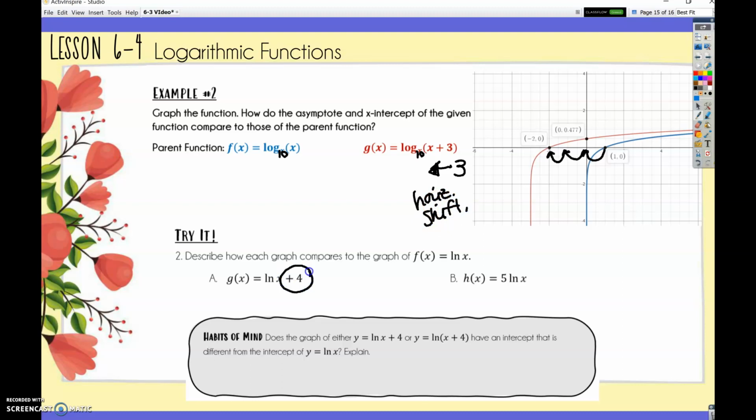Don't be surprised on try it 2 if you graph the natural log of x: this one's going to move the graph up 4 compared to the parent function f of x, and this one's going to stretch the graph times 5. You've seen these a million times, but logarithmic and natural log graphs are no exception. They will follow those same transformations.